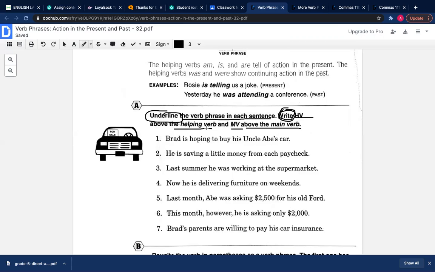Okay, so there are two steps here. 1, 2. We need to make sure we do both of those steps. And if we don't, then we're not completing the activity correctly.